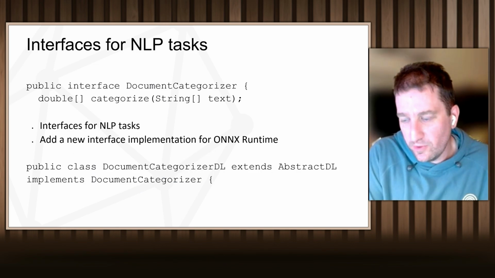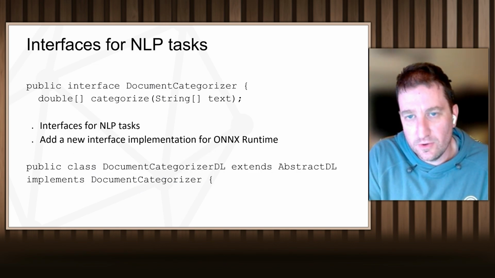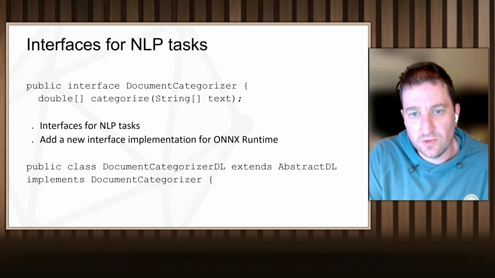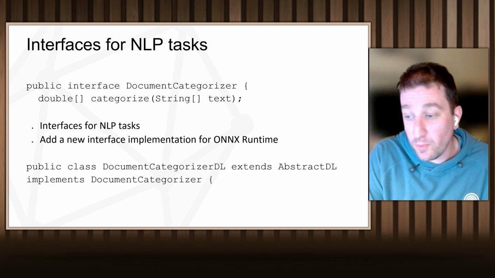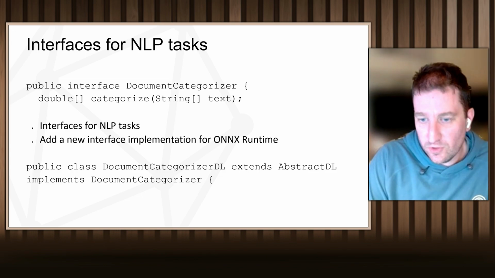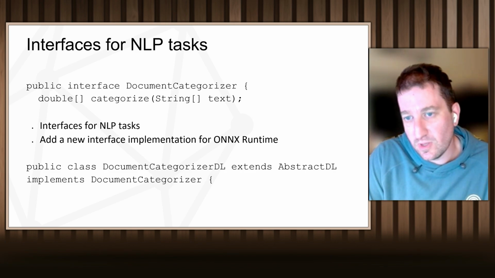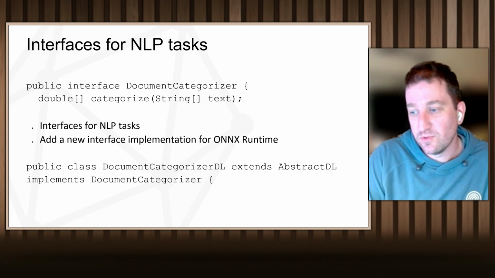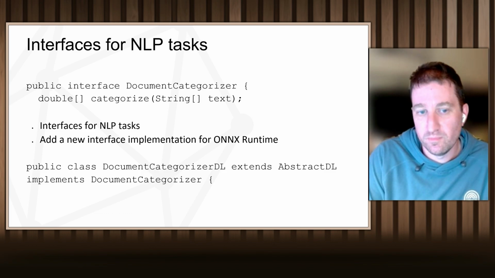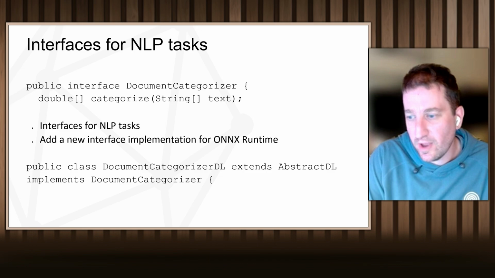So taking a look at how we went about this, the interfaces for the NLP tasks in OpenNLP are pretty simple. Each NLP function has its own interface. For the document categorizer here, you have a categorize function you give text to, and it gives you back an array of doubles that correspond to the probabilities for each category.